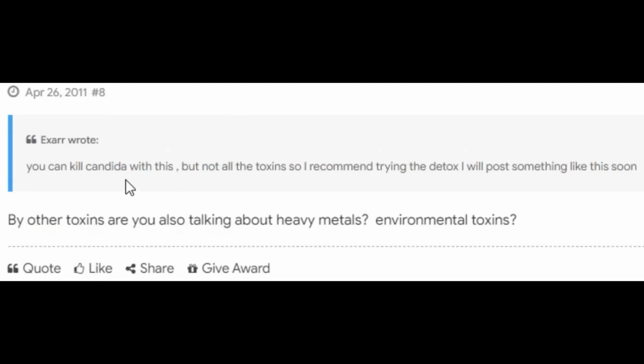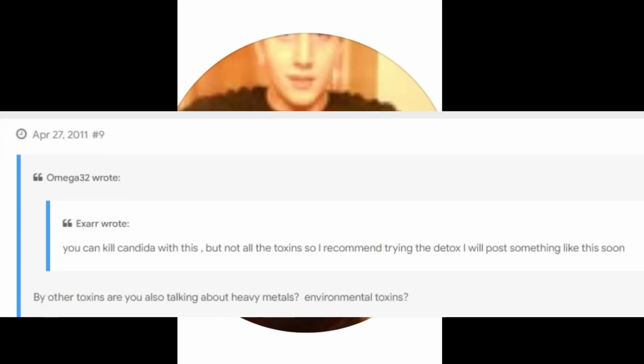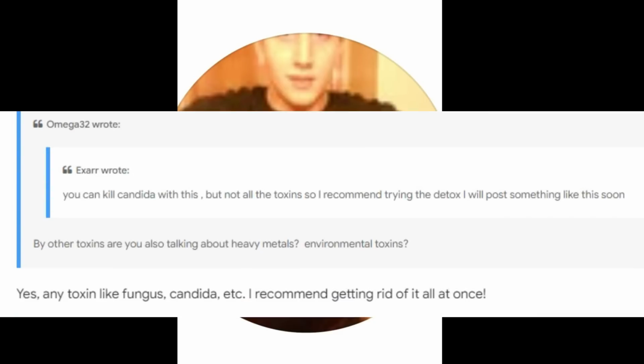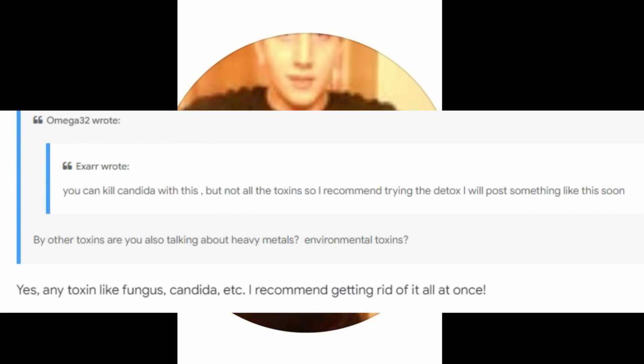And then Omega is responding to where Bryan wrote, you can kill Candida with this, but not all toxins. Omega responds, by other toxins, are you also talking about heavy metals, environmental toxins? Bryan says, yes, any toxin like fungus, Candida, etc. I recommend getting rid of it all at once. Then Bryan says, I could have went to Philly for this.